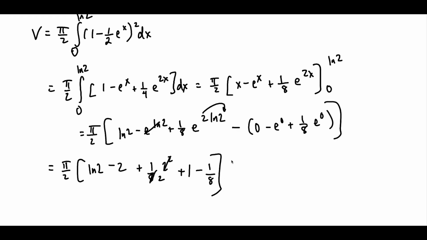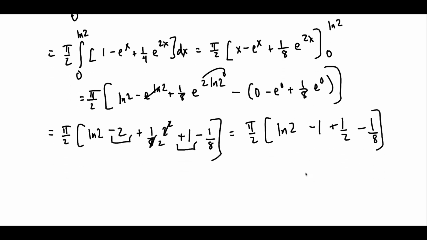So then here, I just have to combine like terms, and I'm going to have pi over 2, natural log 2, and I have negative 2 plus 1. I could just group these together to make minus 1, and I have minus 1 plus a half minus 1/8.